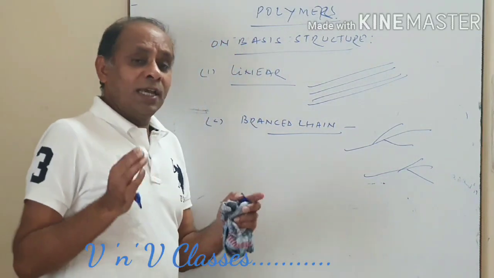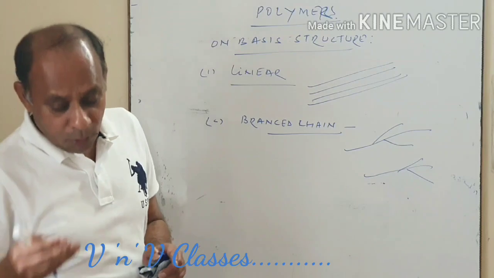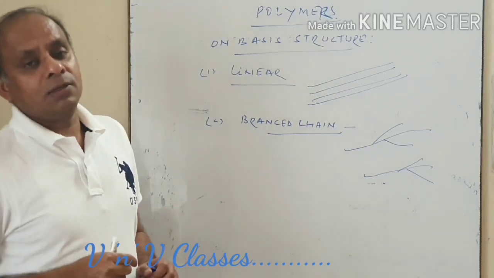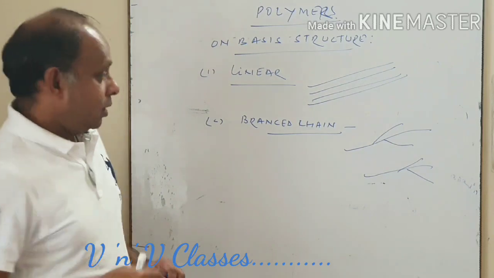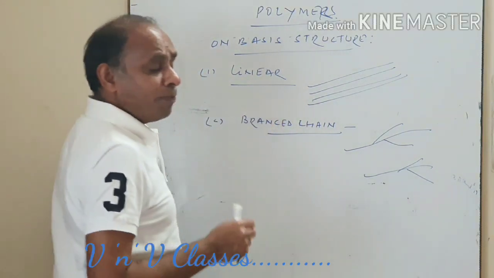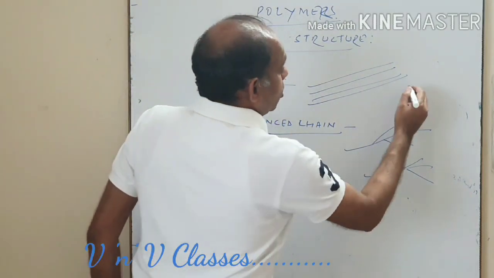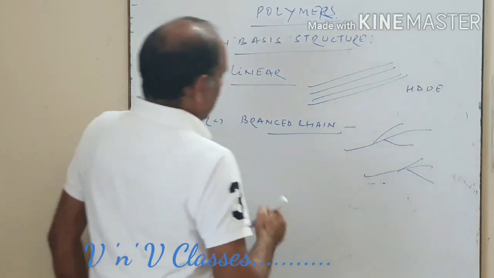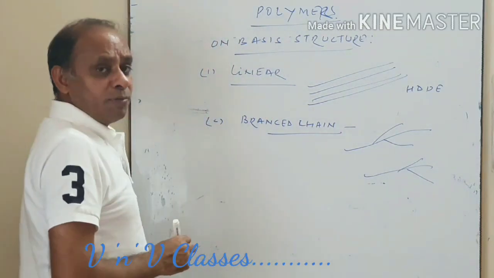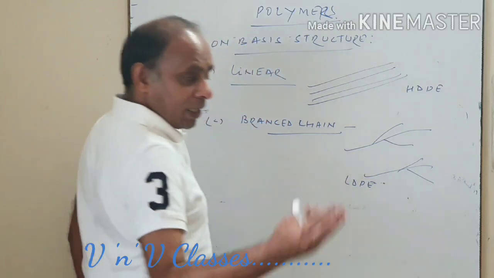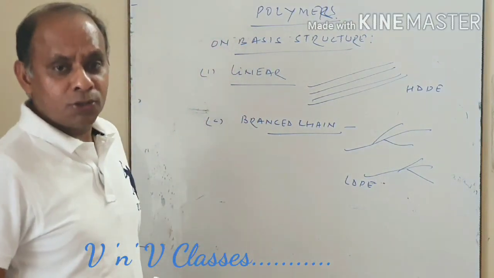They have branches, they are less closely packed, so they have low melting point, low tensile strength, and low density as well. I just want to share examples. When anybody asks for an example of linear polymer, you can say high density polythene. If anybody asks what is an example of branched chain polymer, you can say low density polythene. In coming videos we are going to discuss these also.